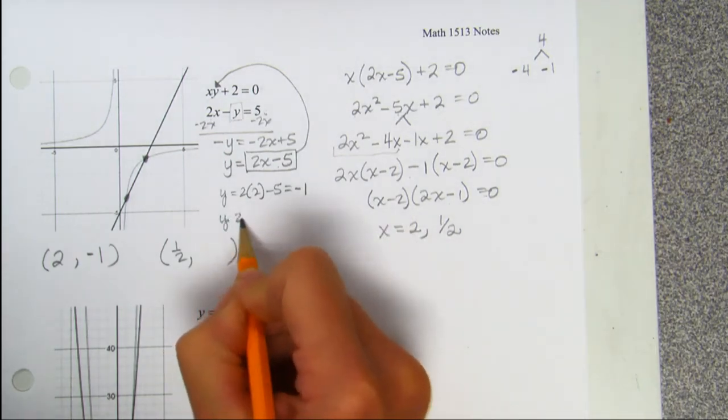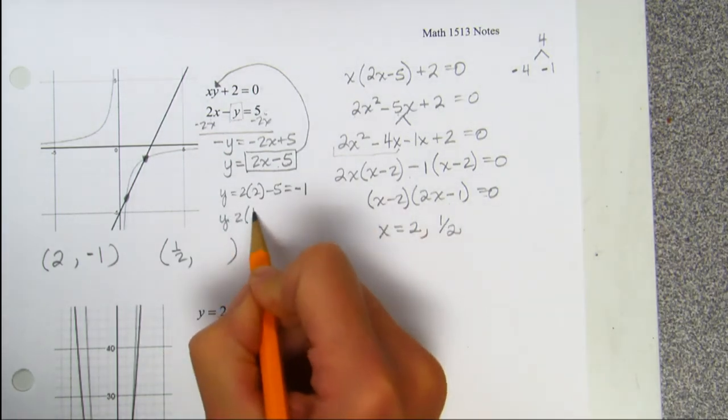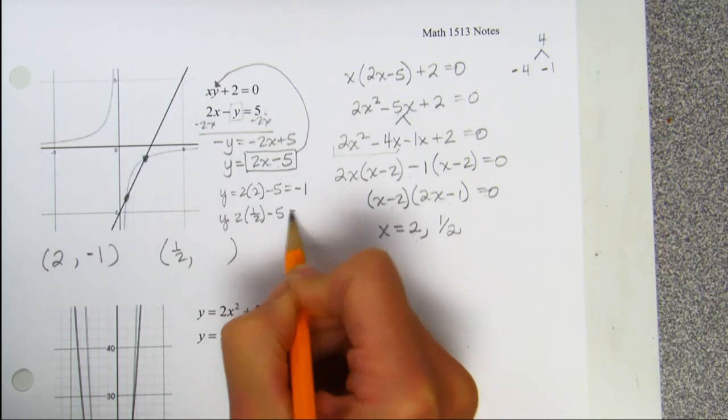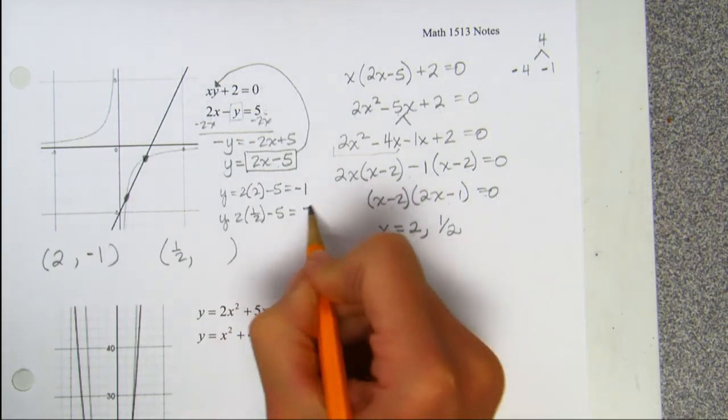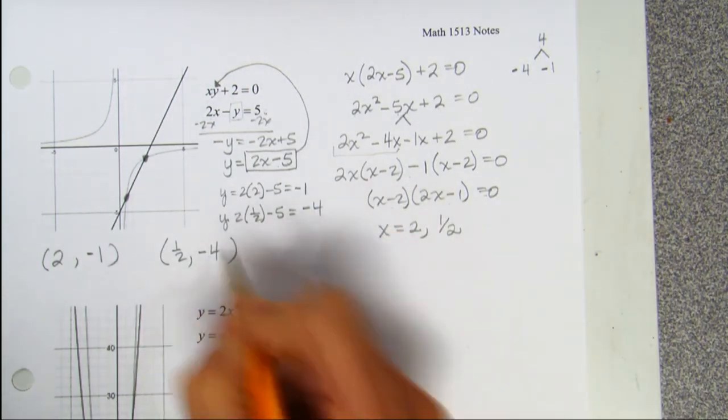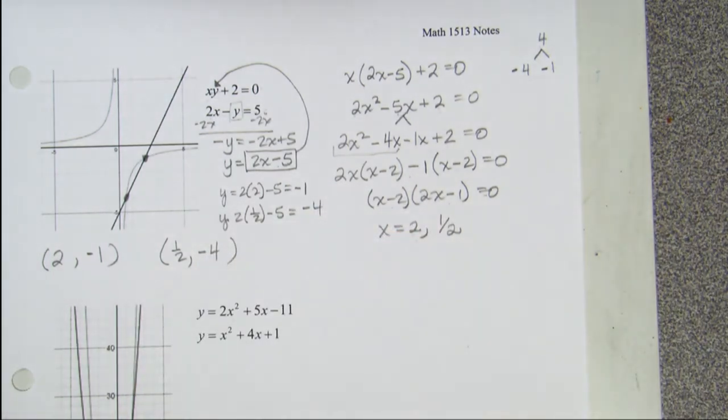I'm going to plug in the 1/2 for x. 2 times 1/2 is 1. 1 take away 5 is negative 4. 1/2 partner is negative 4. That one's a little bit easier, I think, than the previous one. Agree? The last one's my favorite.